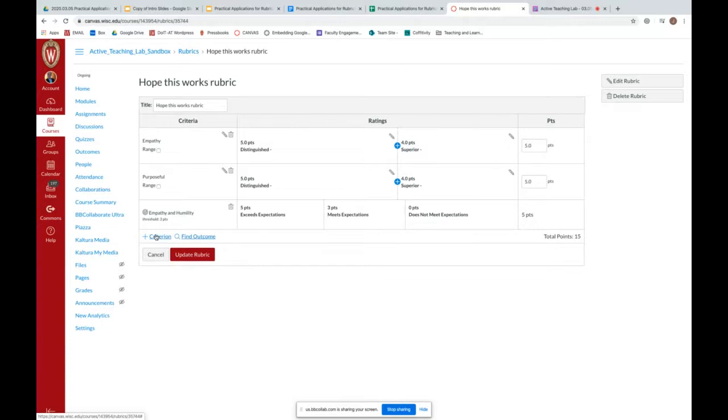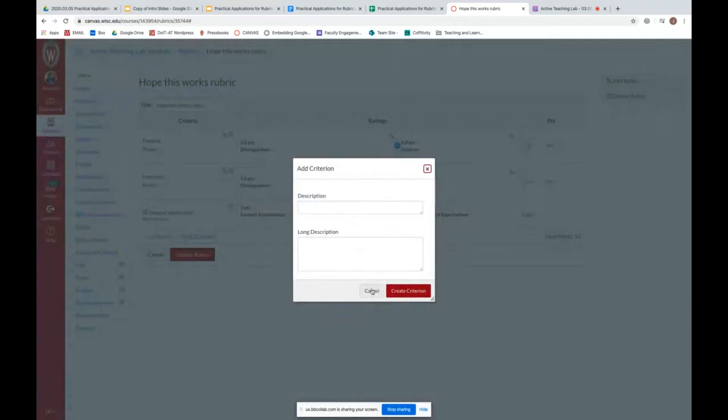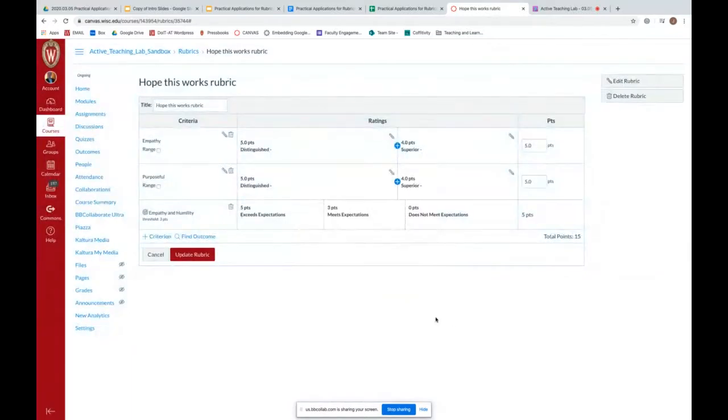Okay. And even though we've imported this rubric from Google Sheets, you can still add a new criterion and add to that if you want to go through that unfortunate process of trying to edit the rubric inside of Canvas. I wouldn't recommend that just because it is far more complicated than I think that it necessarily needs to be.